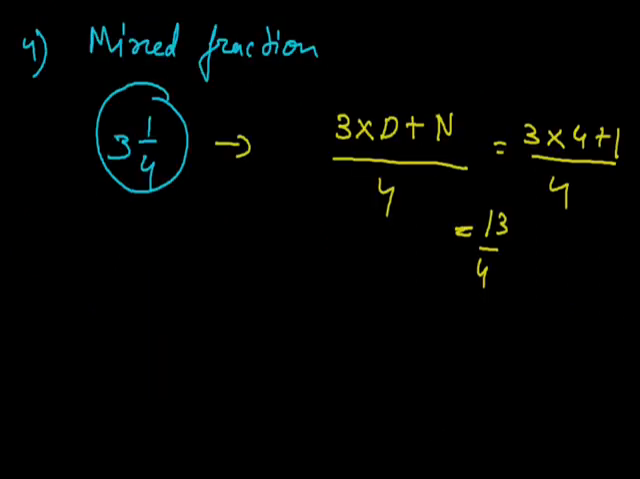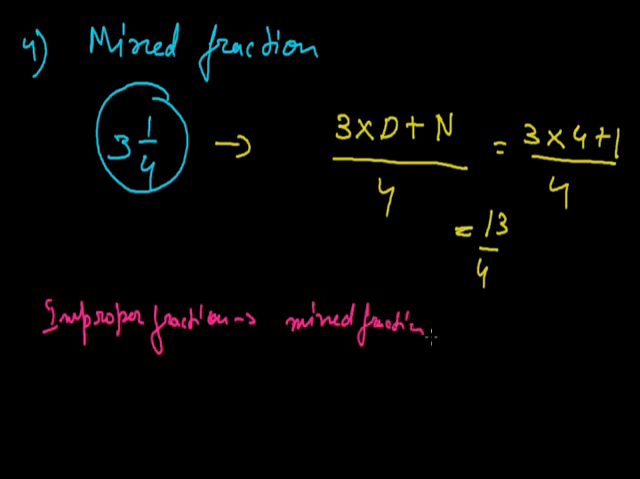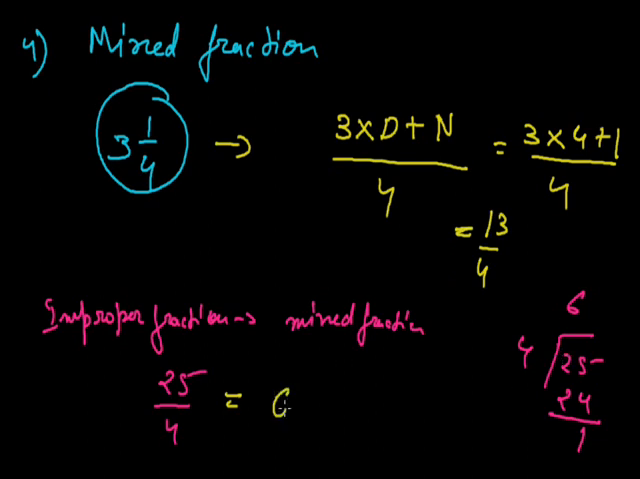Now what if I have to convert an improper fraction to a mixed fraction? For example, I have 25 by 4. So first I will divide 25 by 4. It will be 6 times, 24, and the remainder will be 1. Now this improper fraction can be written as the quotient 6 written first, then the remainder 1 upon 4. This is the conversion of an improper fraction to a mixed fraction.